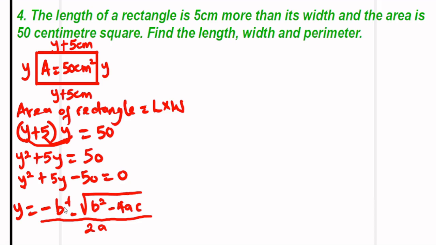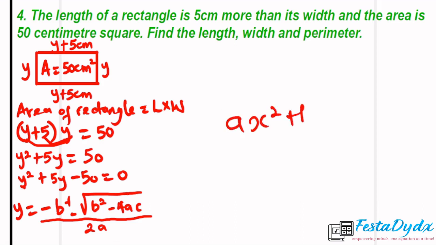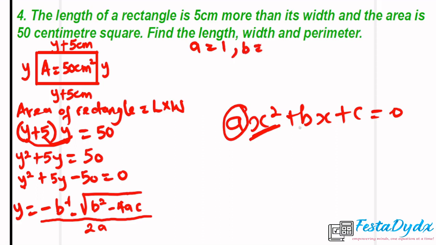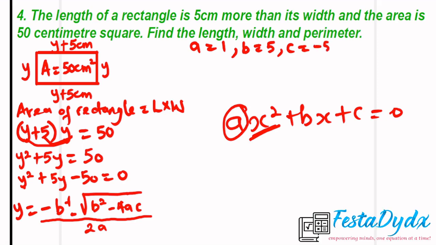So to get the values of a, b, c in this formula, we are going to be working with the coefficients of the equation. So we have y squared. The coefficient of y squared is 1. Working with ax squared plus bx plus c equal to 0, a is the coefficient of x squared, and here we have y squared. So a is equal to 1. Then b is equal to the coefficient of x, which here is represented by y. So the coefficient of y is 5. And c is equal to minus 50.